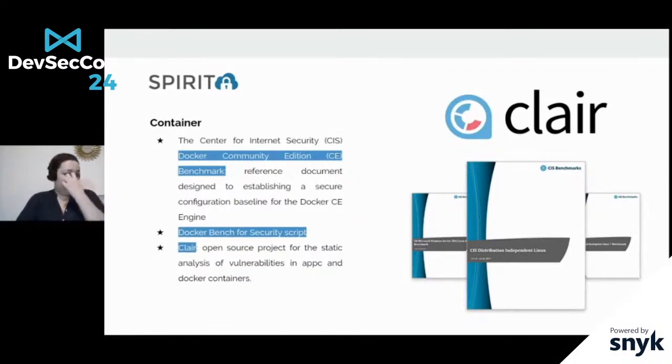Another option is Clair, the open source project for static analysis of vulnerabilities in Docker containers. So, a very fast revision: you have the Docker Center for Internet Security document, and you have the Docker Bench for Security script. And if you want another open source tool, you have Clair. Of course, there is a large number of options. This is the simplest for you to start.